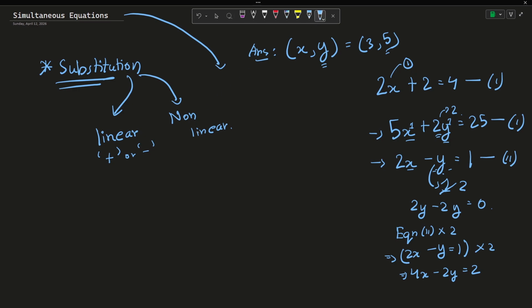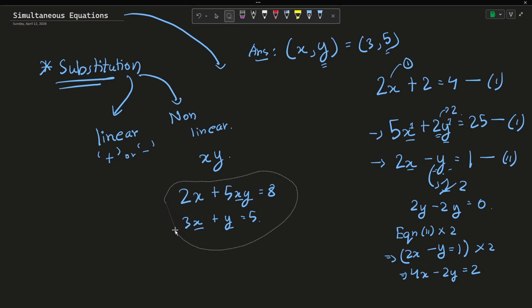Another thing when an equation is nonlinear is that the variables are multiplied inside the equation. Let's say we have a set of equations that is 2x plus 5xy gives us 8, and then let's say 3x plus y is equal to 5. Now this is a nonlinear equation. As you can see, even though in the second equation x and y are added with each other, in the first equation there is a term where x and y are multiplied with each other. So this is a nonlinear equation.